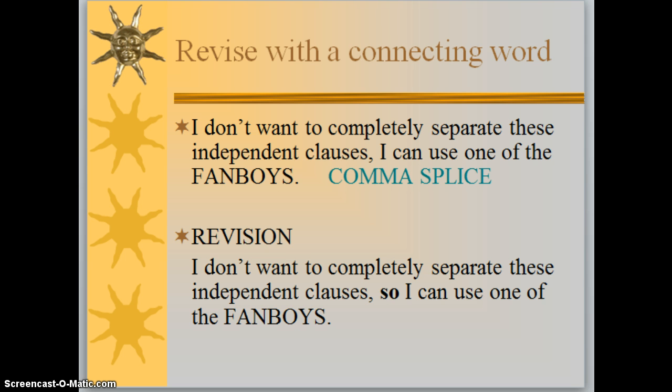You can revise with a connecting word. I don't want to completely separate these independent clauses. I can use one of the fanboys. That's a comma splice. Let's revise it. I don't want to completely separate these independent clauses, comma, so I can use one of the fanboys.